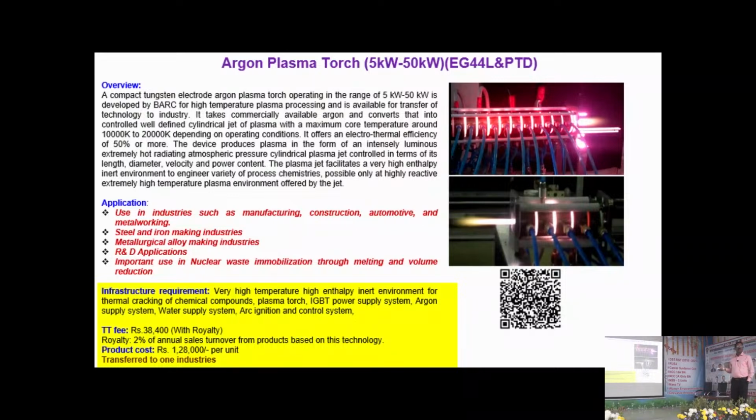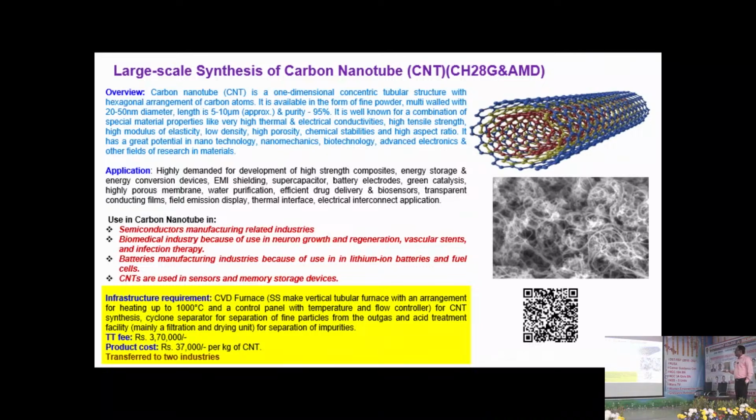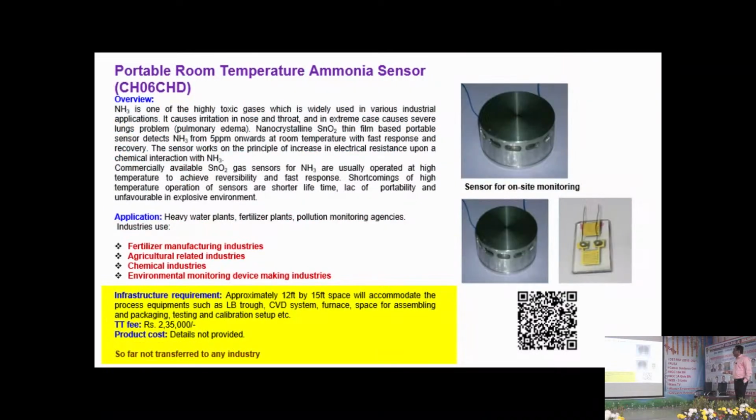Plasma torch, I told, has a lot of application in waste management and waste incineration also. We have the entire air plasma incineration system. This is based on air plasma torch as well as argon plasma torch. These are available for transfer to the industry. CNT sheet is also available. Ammonia sensors.